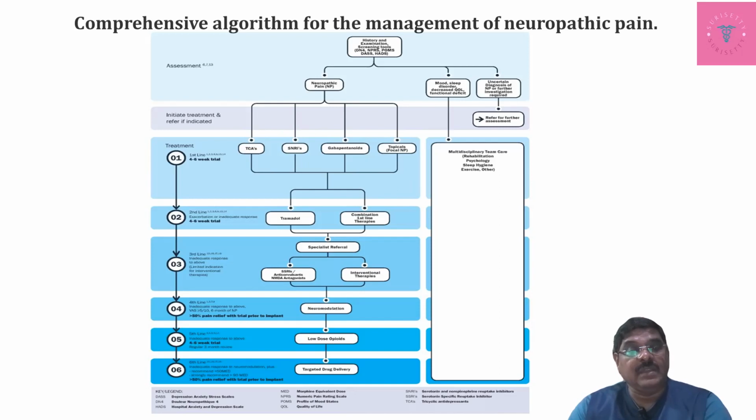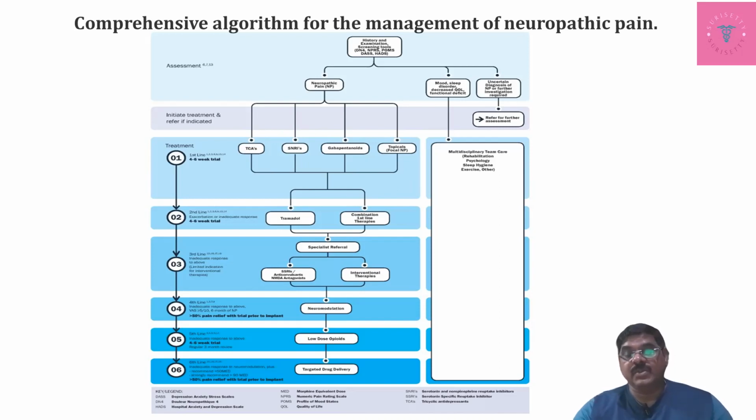Followed by the fourth line, here we will do neuromodulation. In the fifth step, they will add low-dose opioids. And the sixth step is targeted drug delivery. Like that, the pain management of neuropathic pain is divided into 6 steps. First we have to start with step 1, followed by step 2 if pain is not subsided. Then if pain is still not subsided, you have to go for step 3, step 4, step 5, step 6.